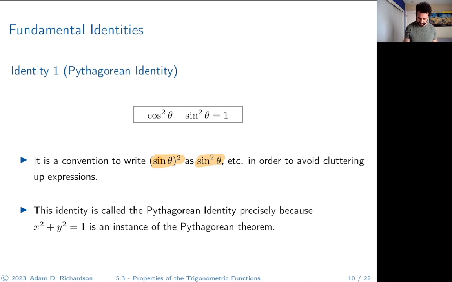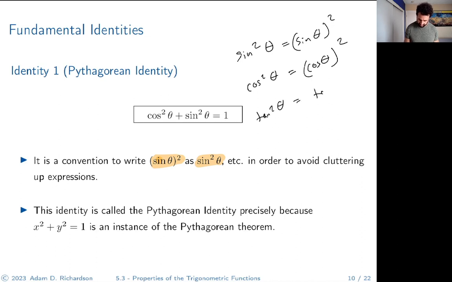So don't let this confuse you or trip you up, but quite literally, if you see sine squared theta, it means sine of theta squared. If you see cosine squared theta, it means cosine theta squared. If you see tan squared theta, it means tangent of theta squared, and so on. That's really all it is. It's just a notational choice.